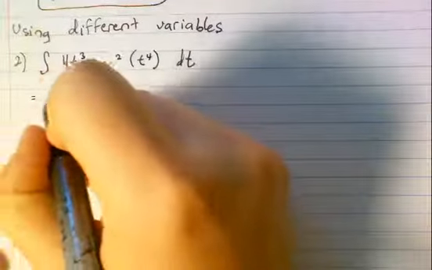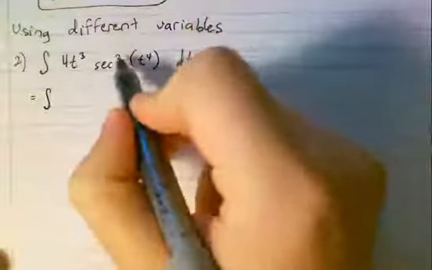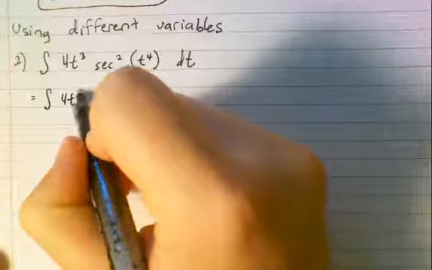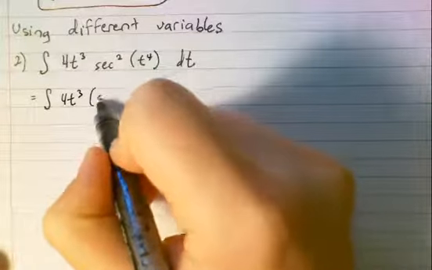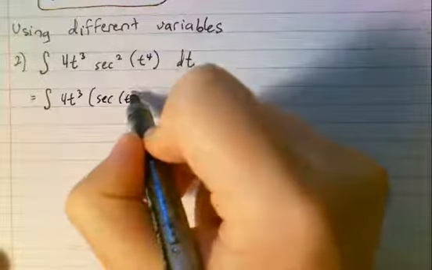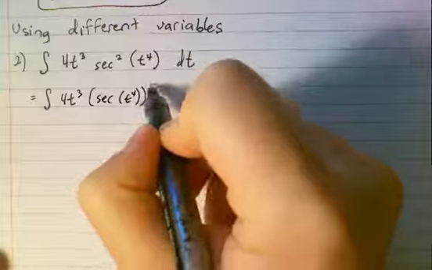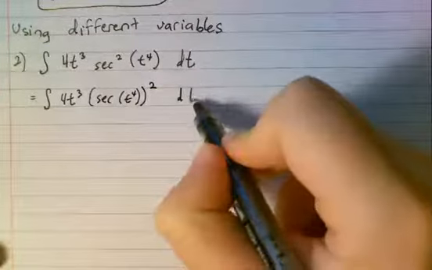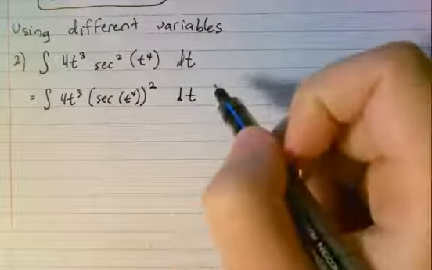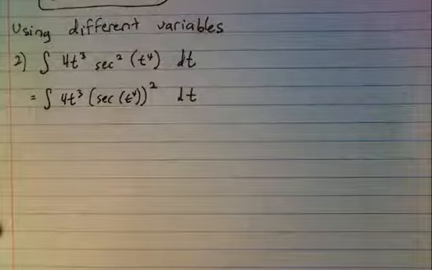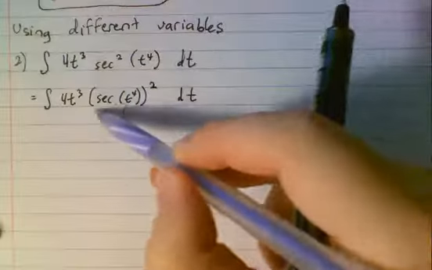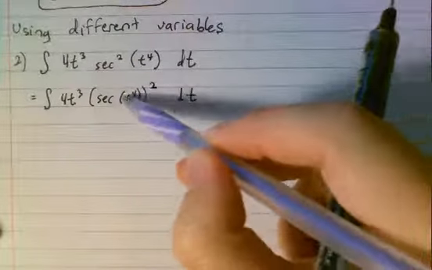So remember, with one like this, we're going to do a rewrite step because of that squared. So we've got 4t cubed secant of t to the 4th squared dt. And this is one that can be a little tricky to find because we've got one box function right here and another box function right here.